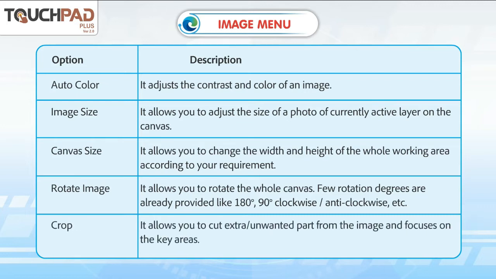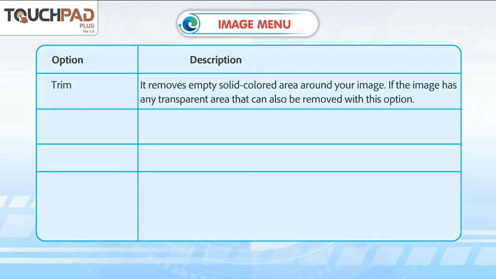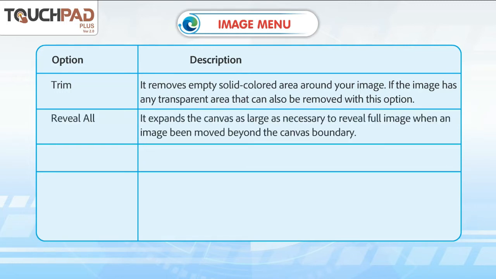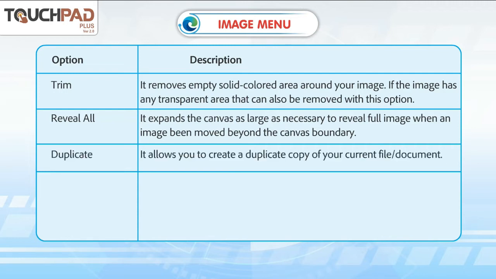Crop. It allows you to cut extra or unwanted parts from the image and focus on the key areas. Trim. It removes empty solid colored area around your image. If the image has any transparent area, that can also be removed with this option. Reveal all. It expands the canvas as large as necessary to reveal the full image when an image is moved beyond the canvas boundary. Duplicate. It allows you to create a duplicate copy of your current file or document.